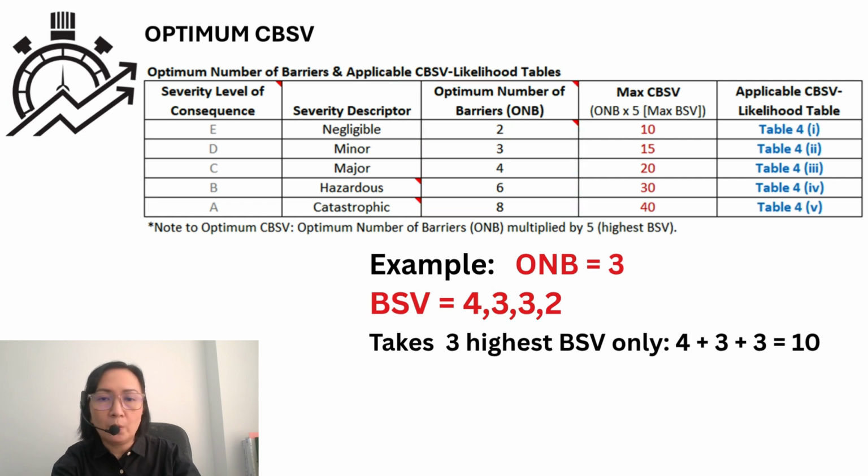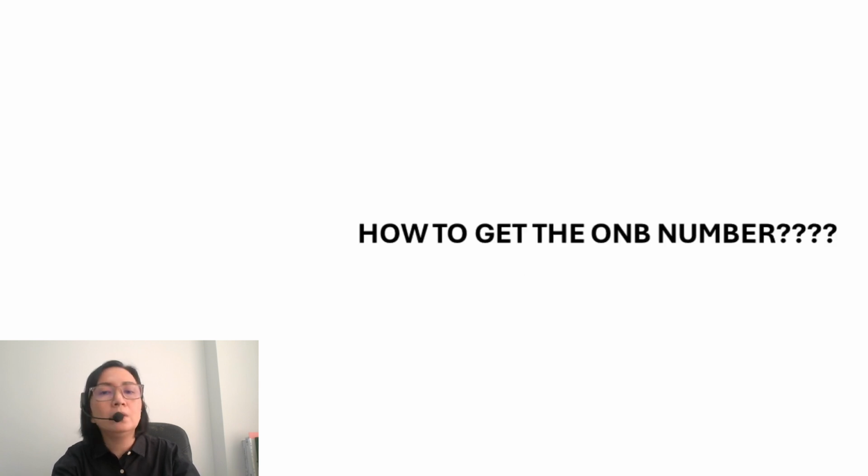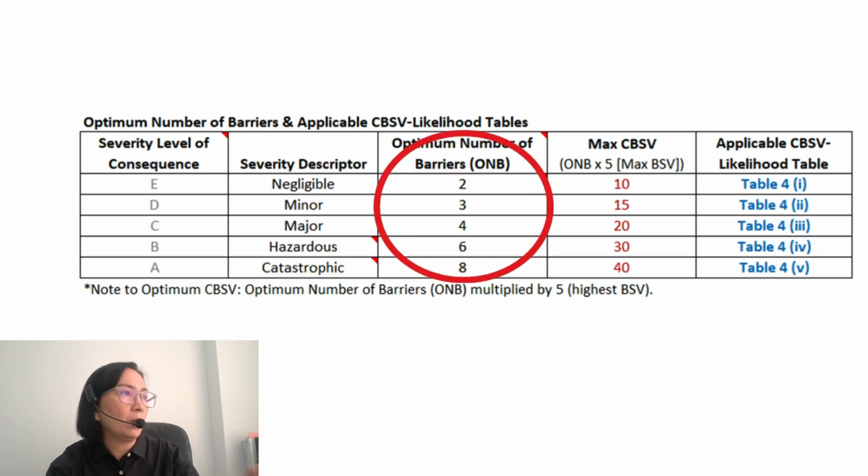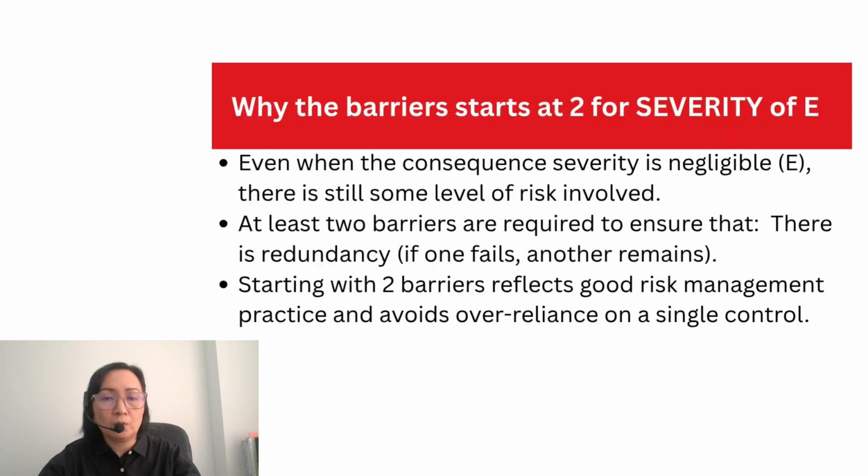Now the next question will be, how did you get the ONB number? We revert back the process and look into this table called Optimum Number of Barriers and Applicable CBSV likelihood here. This table shows the optimum number of barriers, ONB, required for different severity levels of consequence, ranging from E, negligible, to A, catastrophic. Why does the number of barriers start at 2 for severity level E?